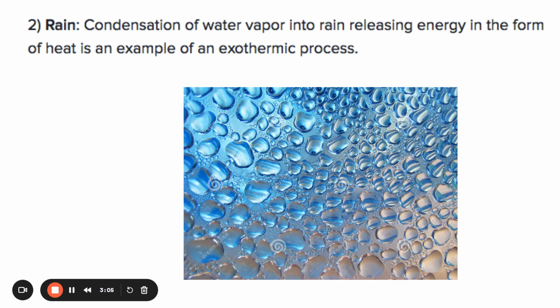A common example is condensation. So remember that condensing is going from a gas to a liquid. Well, in order to go from gas, which is a really high energy phase, particles are moving super, super fast at high temperatures, into water. Rain is liquid water. To go from gas to liquid, you have to have lost energy. The water particles lose energy. So this is an exothermic process.